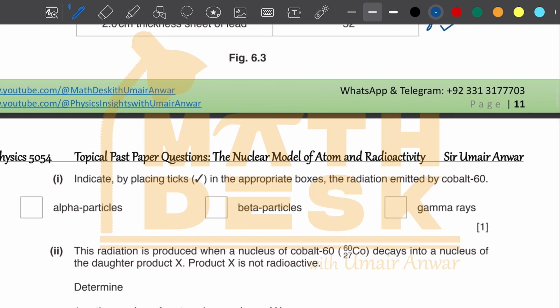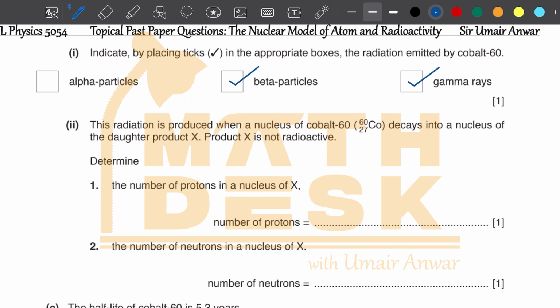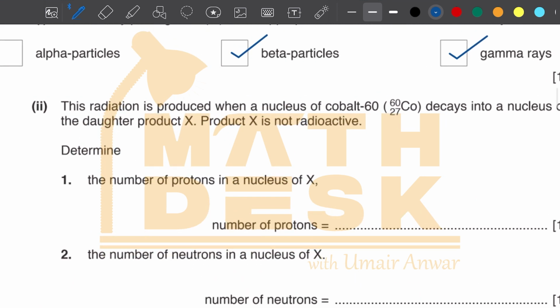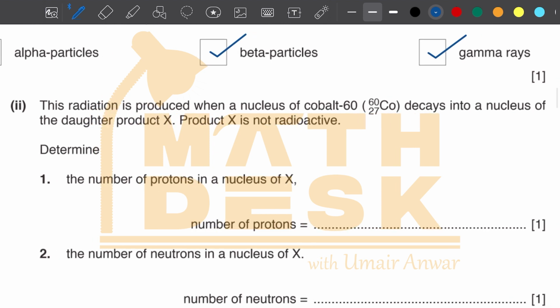Now the next part says indicate by placing ticks in the appropriate boxes the radiation emitted by cobalt-60. So we are going to place a tick in the beta particles box and in gamma rays; alpha particles are not being emitted. The radiation is produced when a nucleus of cobalt-60, whose mass number is 60 and proton number is 27, decays into a nucleus of daughter product X. Product X is not radioactive. Determine the number of protons in the nucleus of X and the number of neutrons in a nucleus of X.